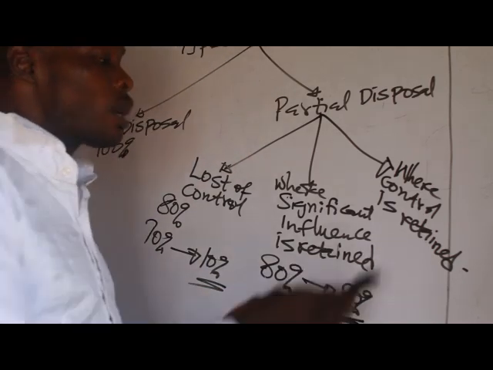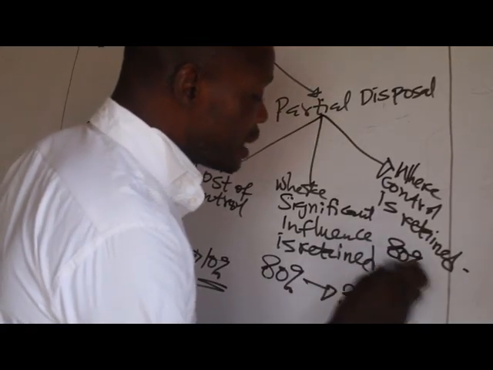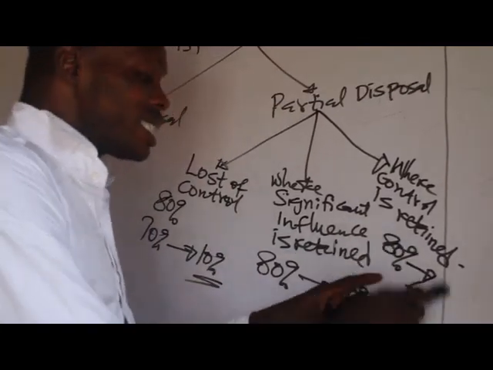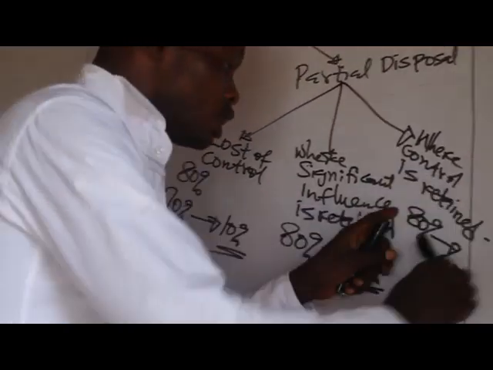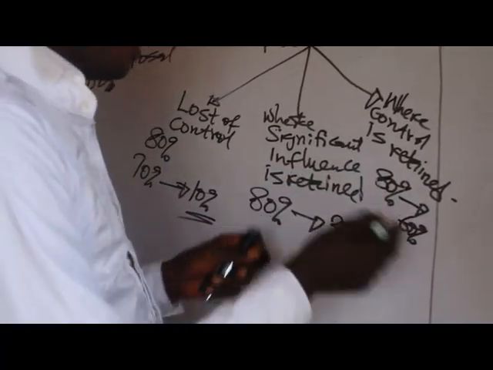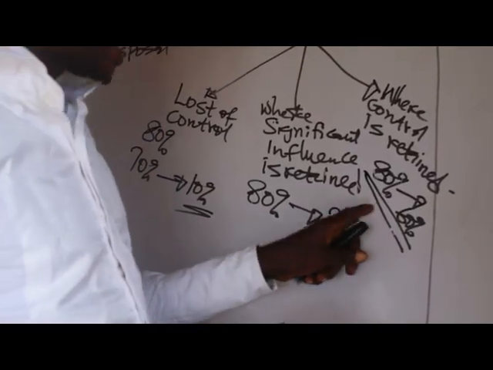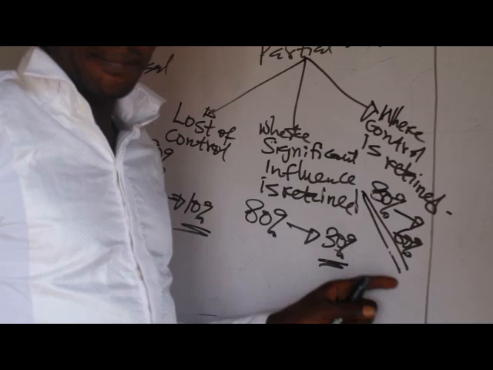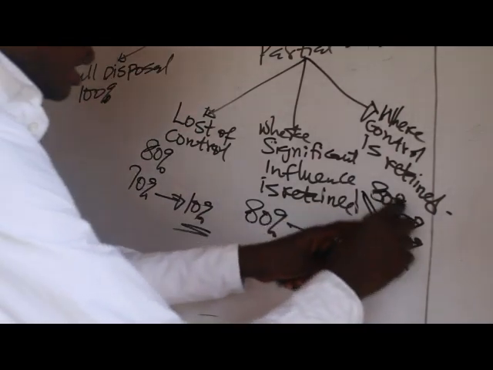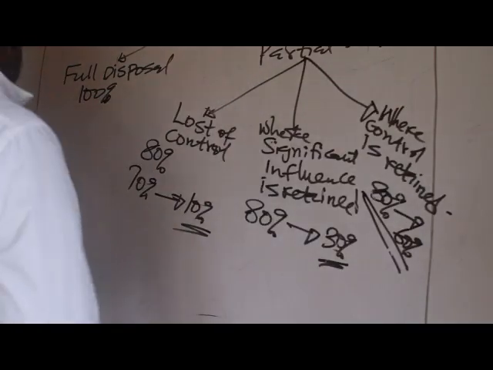And the third one is where control is retained. Maybe reducing the parent company holding from 80% to 60%, meaning that the entity will still serve as the parent, but they've reduced the holding from 80% to 60%. This type of transaction we call equity adjustment. That is the transaction between owners in their capacity as owners. These are the categories of partial disposal.